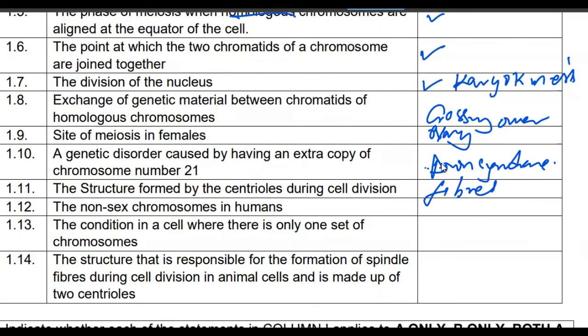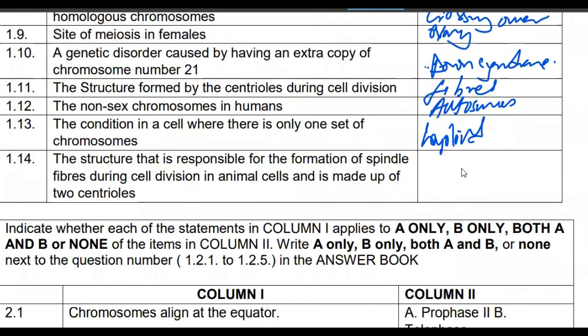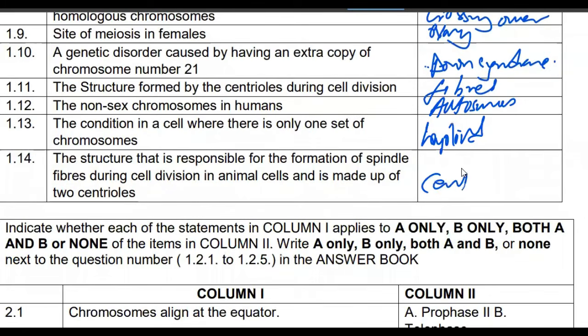Yeah, spindle fibers. And then they're saying that non-sex chromosomes in human, we call them autosomes. And then they're saying the condition in the cell where there is only one set of chromosomes. How do you call that condition? We call that condition haploid. And then the structure that is responsible for formation of the spindle fiber, we say that is called the centrioles.